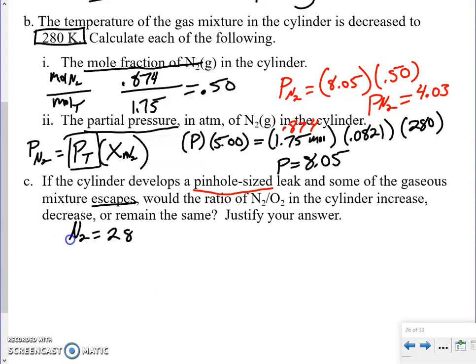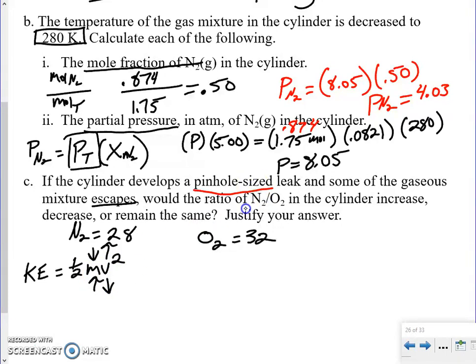Nitrogen has a molar mass of about 28. Oxygen has a molar mass of about 32. They're both at the same temperature, so kinetic energy is the same for both of them, and that equals 1/2 times mass times velocity squared. So nitrogen has a lower mass, therefore it's going to be moving at a faster rate, whereas oxygen has a higher mass and will be moving at a lower rate, or velocity. This helps us understand what's going on.